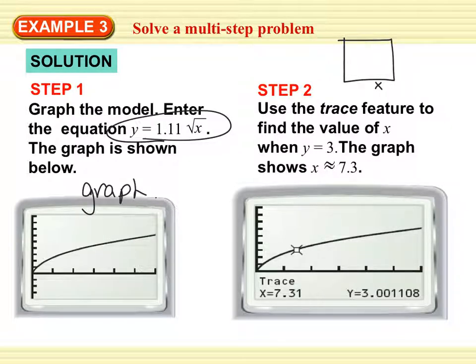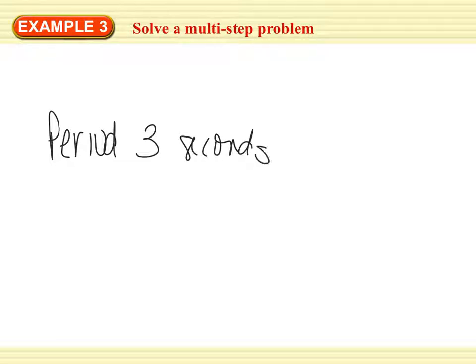And then you can arrow left and right. And this little, I've always called it a spider, will just travel along your graph and try to get to where y equals 3. Read your x, 7.31, which I got 7.3 when I did it algebraically. Cool? So the answer: the pendulum with a period of 3 seconds is about 7.3 feet long.